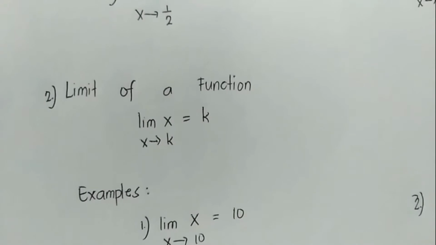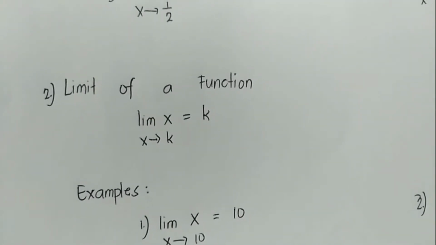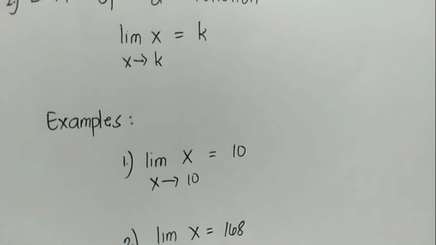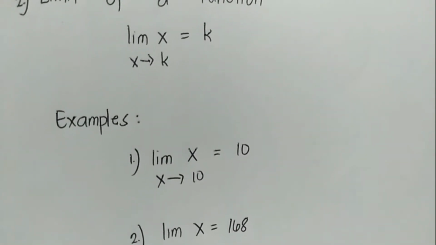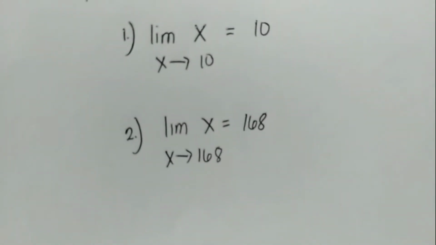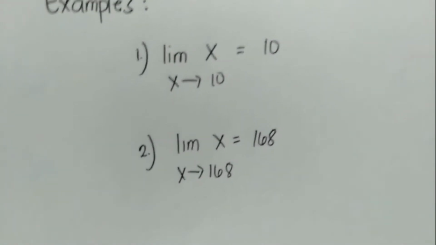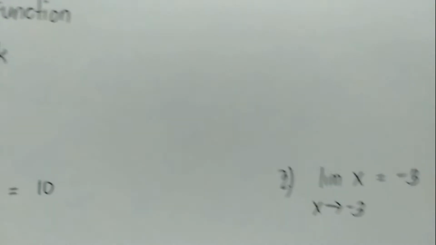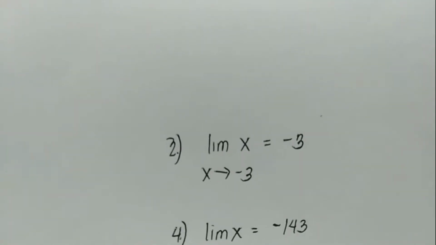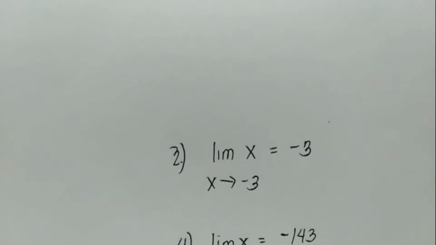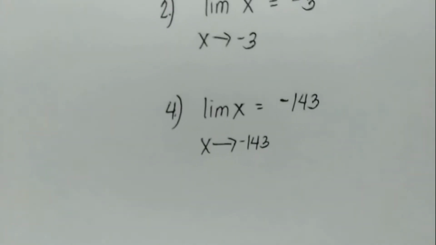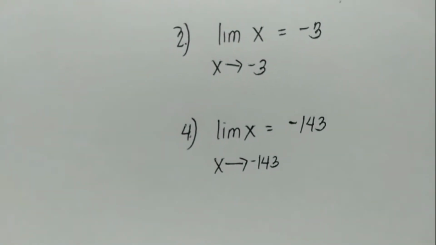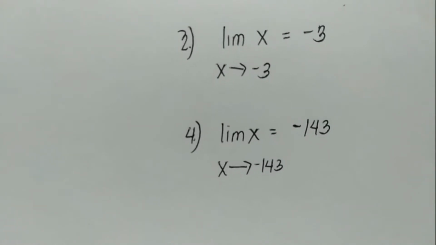Next, limit of a function. The limit of x is equal to k as x approaches k. So for example, the limit of x is equal to 10 as x approaches 10. The limit of x is equal to 168 as x approaches 168. The limit of x is equal to negative 3 as x approaches negative 3. And the limit of x is equal to negative 141 as x approaches negative 141.